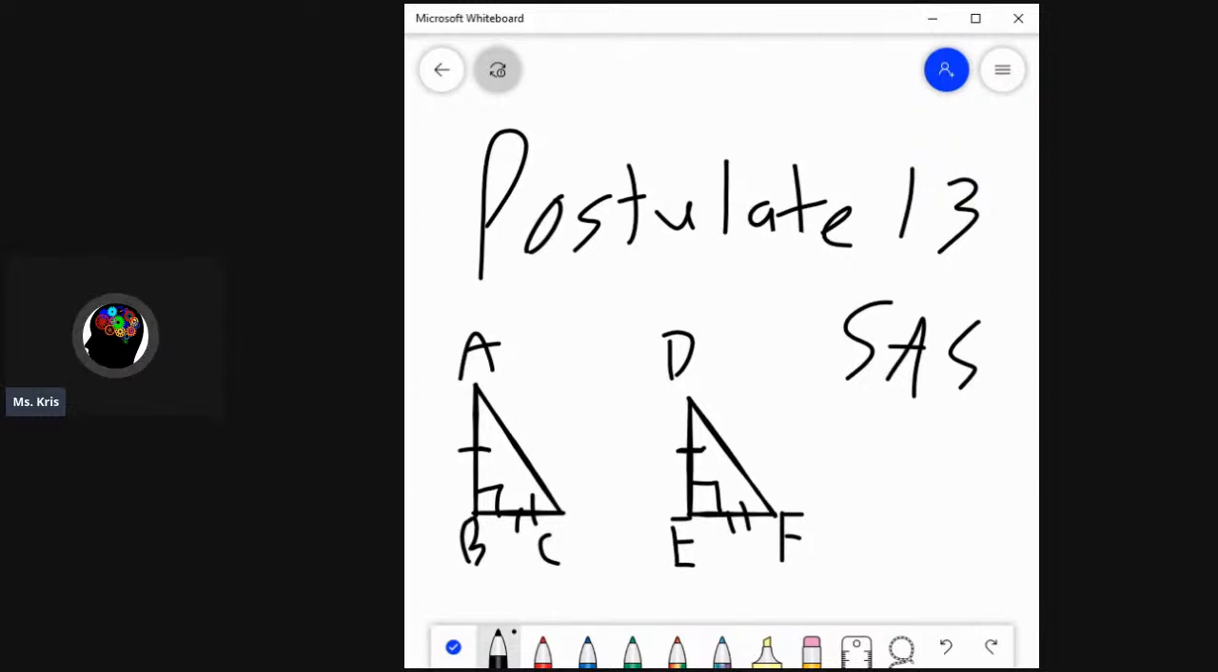Now remember, side angle side is making sure that the angle is in between those two sides. If the angle is not in between the two sides, it's not side angle side. In order for it to be side angle side, the angle, of course, must be in the middle.